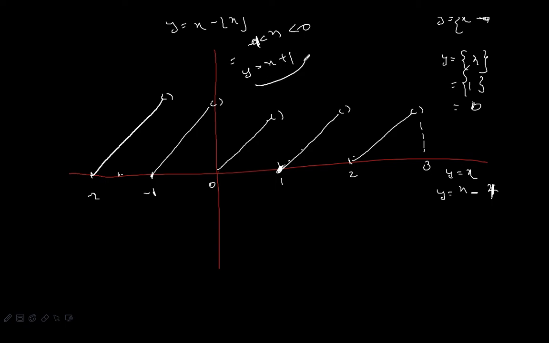All these lines are parallel to y equal to x. This line and this line are parallel, this line and this line are parallel. All these lines are parallel to y equal to x. That is the graph of y equal to fraction part of x. Now we will try to draw some more graphs.